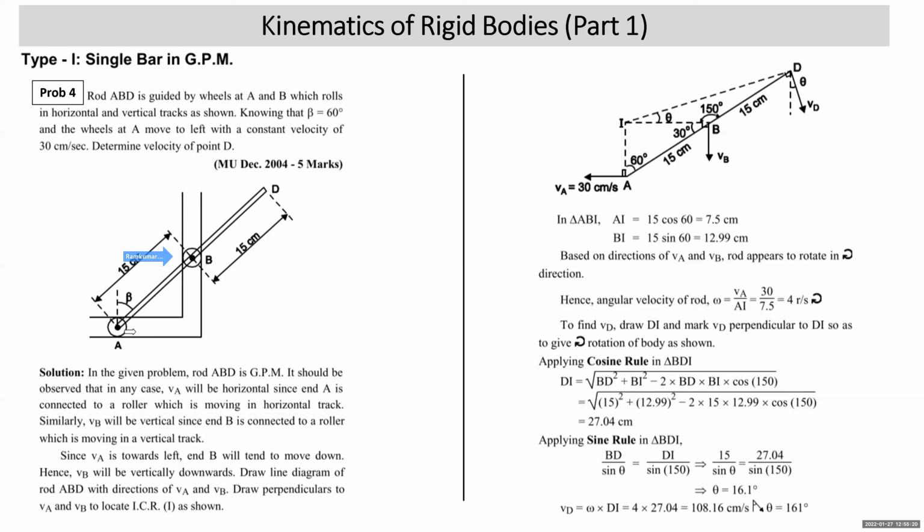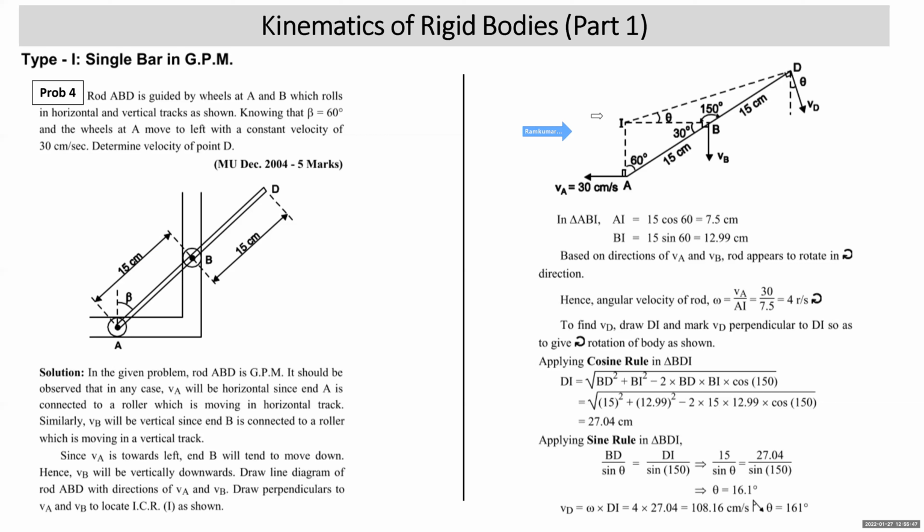Now he says that A is being pulled towards the left with the constant velocity of 30 centimeters per second. That means velocity of point A is 30 centimeters per second towards the left. Now draw a diagram. We have drawn the rod AD of length 30 centimeters. B is the midpoint of it. And A is being pulled towards left with 30 centimeters per second. Velocity of the point B, which has to be vertical, will be vertically down as it tends to go down.